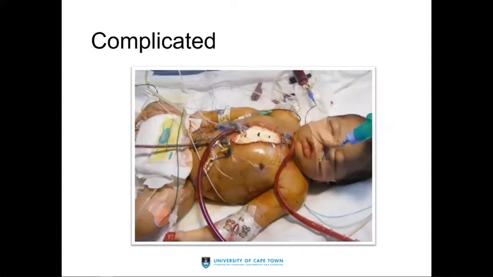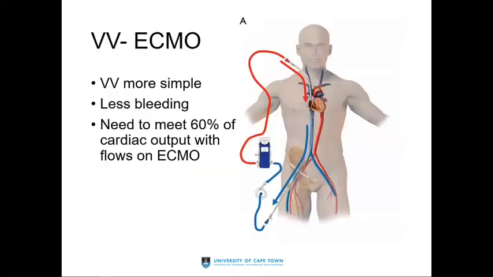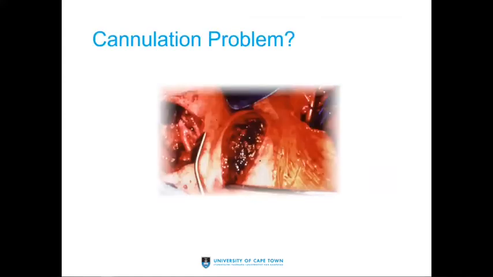And underneath that vac dressing, it also can be quite complicated. So you can see in this configuration, there's a left ventricle vent, a left atrial vent, and there's a bicaval venous cannula, and the return cannula is actually sitting in the aorta. VV ECMO as a configuration is much more simple. There's less bleeding, and basically you need to meet 60% of the cardiac output with flows on ECMO in order to oxygenate a patient effectively.